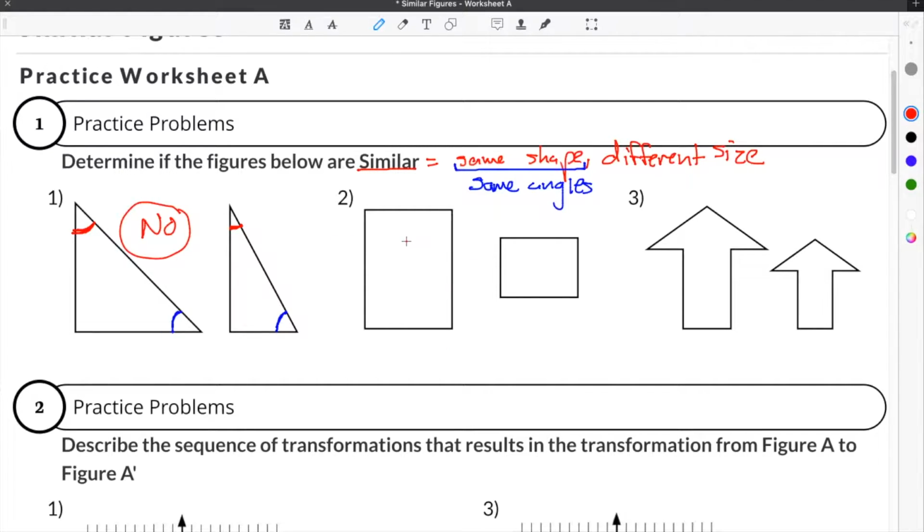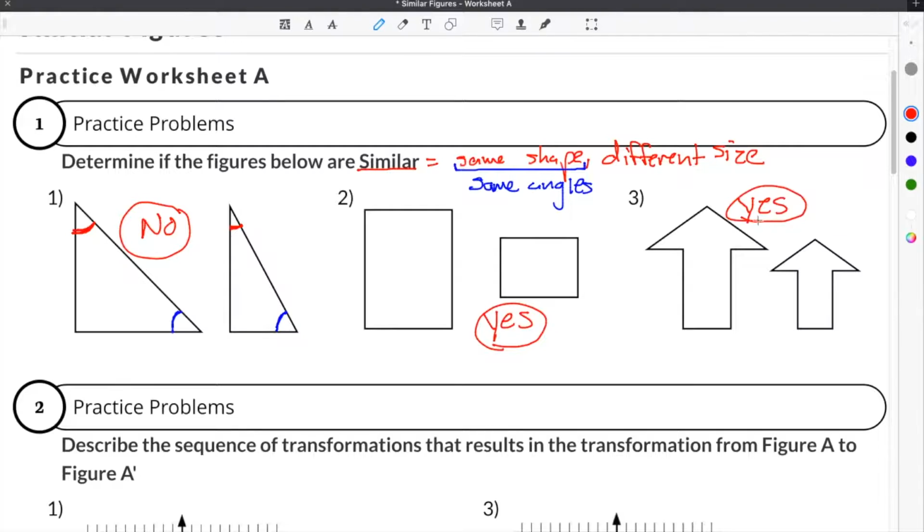Number 2 gives us two rectangles, which is the same shape. And if you look, the rectangles have the same angle measures because they are all 90 degrees. So these would be similar. And then number 3, there are two arrows pointing straight up. Now these two arrows have different sizes. Obviously this arrow is larger than this arrow, but they are still the same shape, which would mean that they are similar.